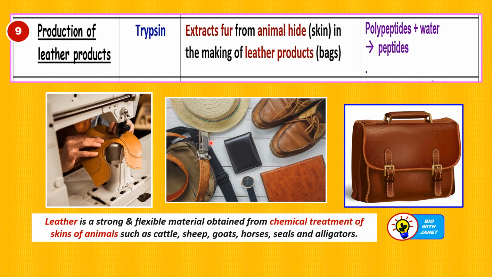So it's the animal skin, but the animal skin sometimes contains fur or hair. So this trypsin is added to digest the fur or hair, which is actually a type of protein, right? So the hair will come off easily after the trypsin is put on the leather. And the equation for the action of trypsin is polypeptides are digested to form peptides.